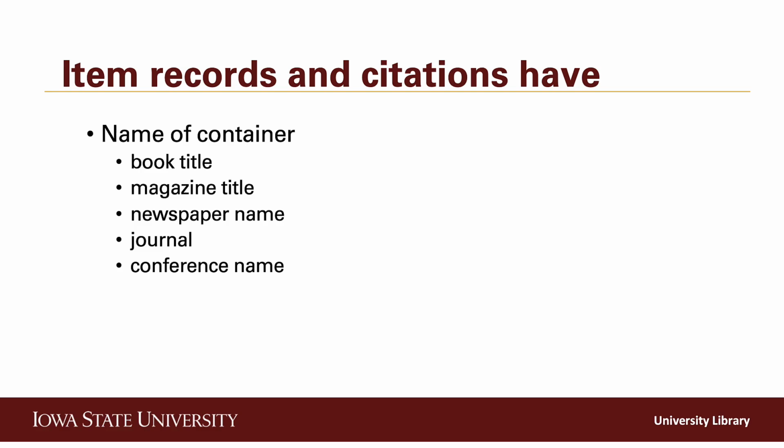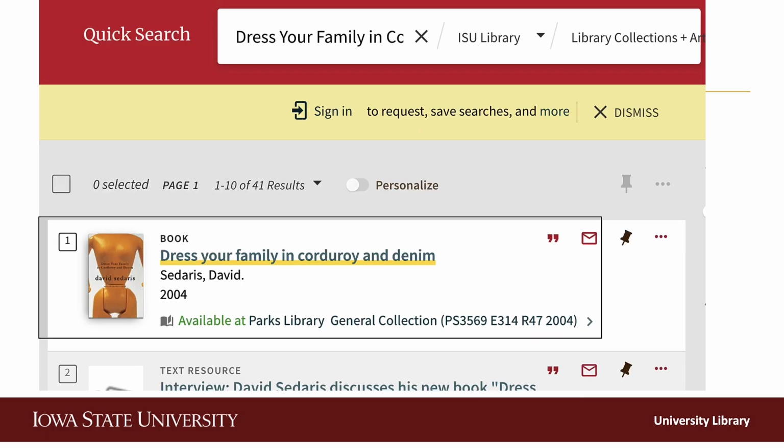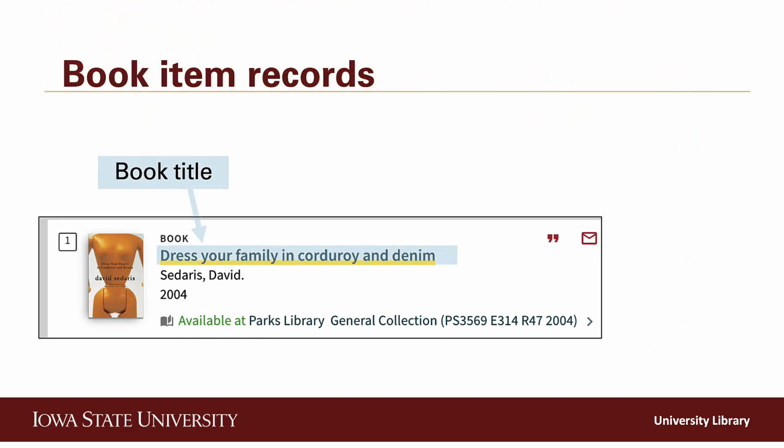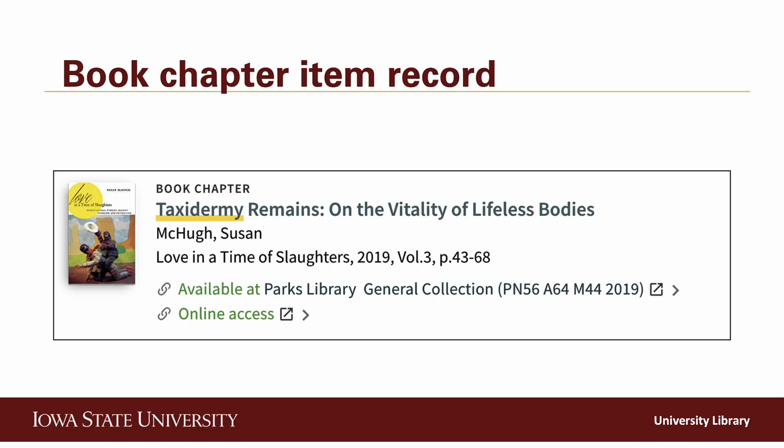Now that you're familiar with the containers, understanding the information that comes from each item format will help you identify it in an item record or in a citation. When you look at an item record for a book, it will have the book title, which is the name of the container. There is the author or authors, year of publication. You're probably used to that. What you may not be used to is that in scholarly materials, rather than referencing the book, you may see a reference to a chapter in the book instead.